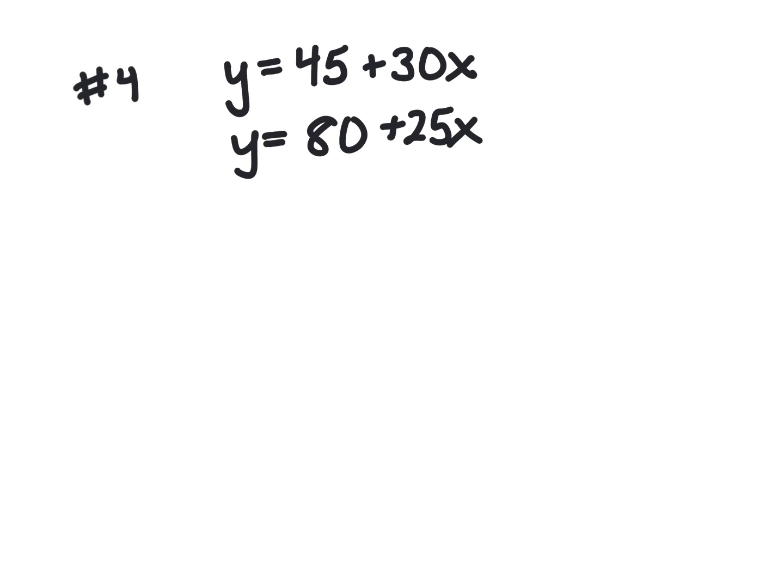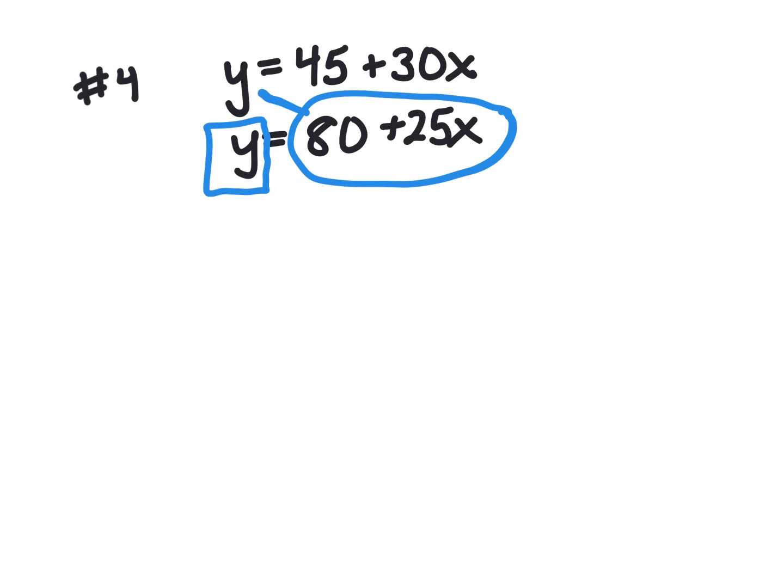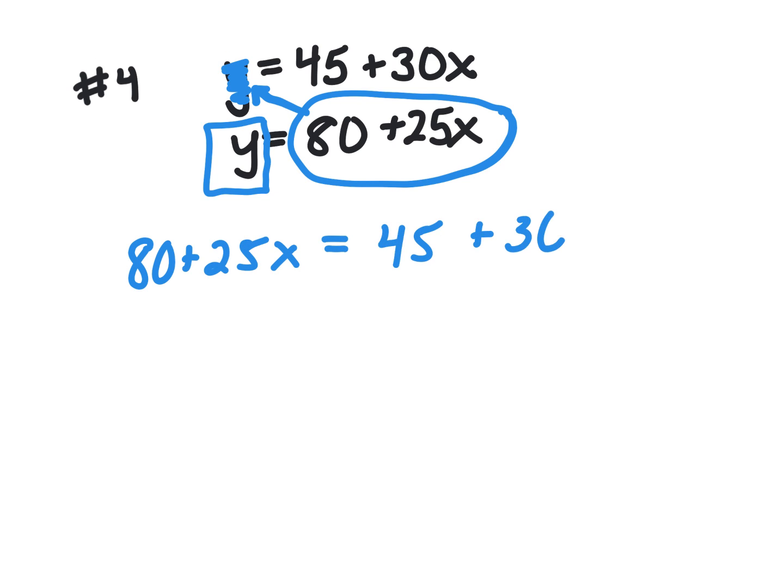So what we'll do is look for a variable that's by itself. I'm just going to pick the bottom one this time. It doesn't matter if it's on the top or the bottom. I'm going to take what it's equal to and push that into the other equation, and it will take the place of y. So we'll have 80 plus 25x equals 45 plus 30x, and that's what we need to solve.